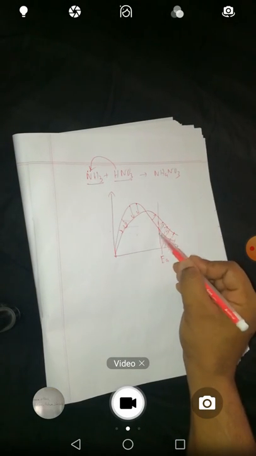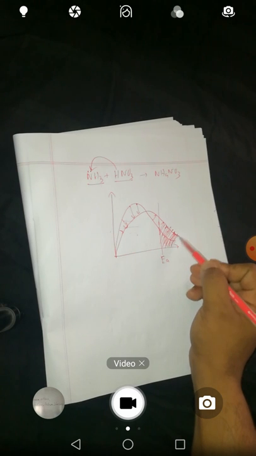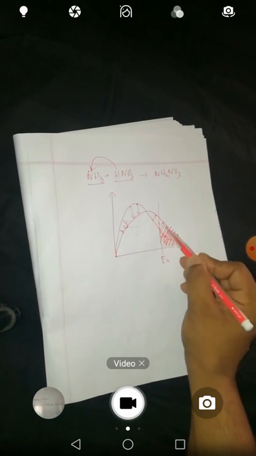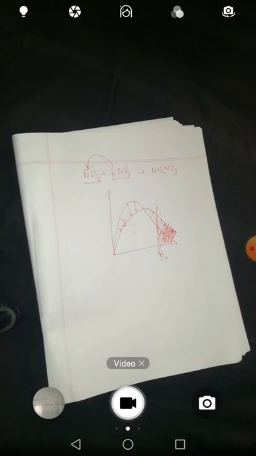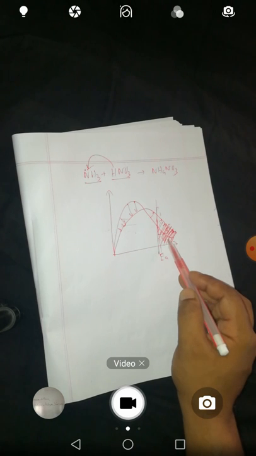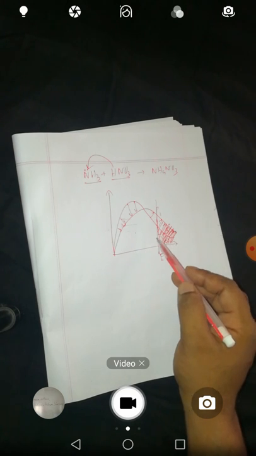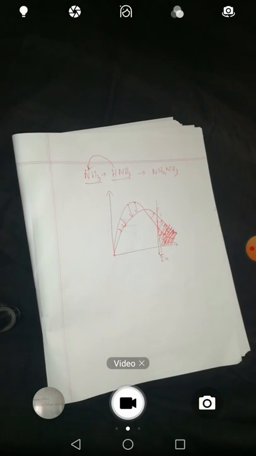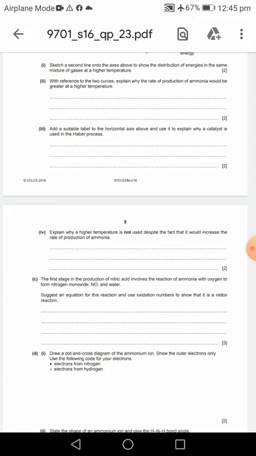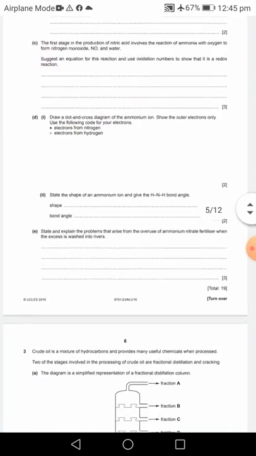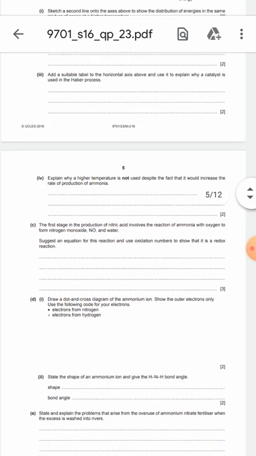The number of molecules with energy greater than activation energy is now greater. This is the activation energy, so the number of molecules with energy greater than activation energy is now greater. So there are now more successful collisions, more number of collisions, more energetic collisions, so the rate of reaction would be greater.